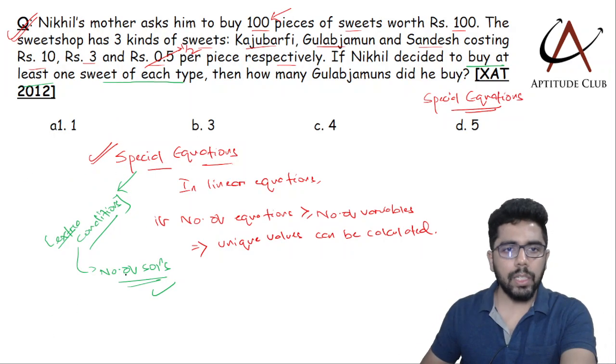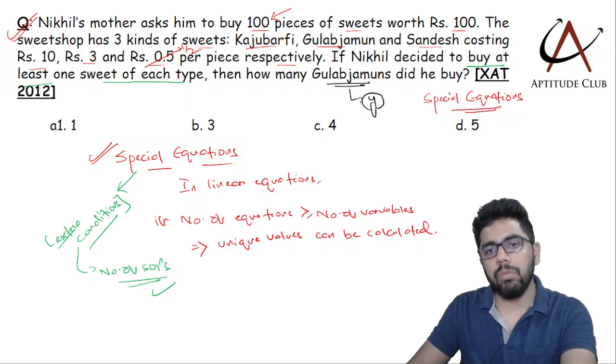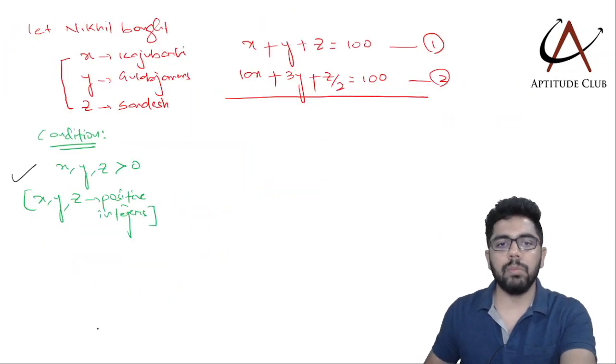So this is the extra condition mentioned in the question. So what is it that we are trying to find? How many gulab jamuns? That means we are concerned about the variable y. How many gulab jamuns did he buy?